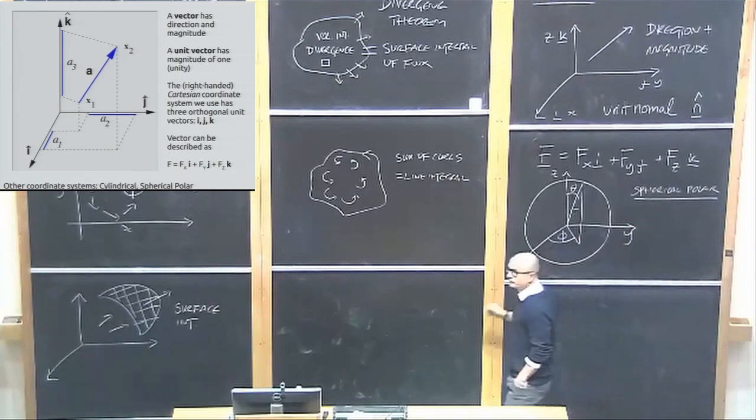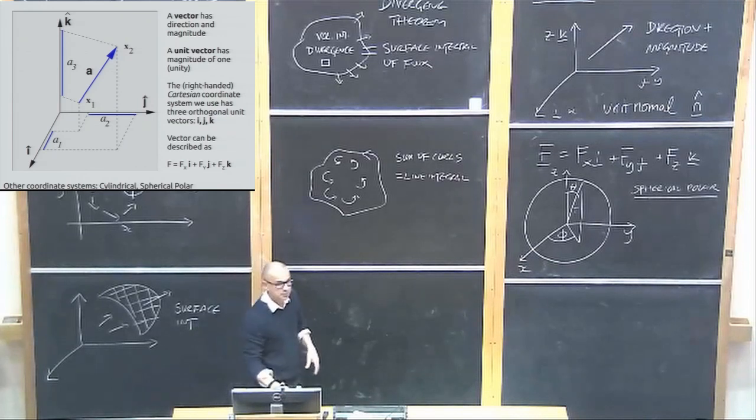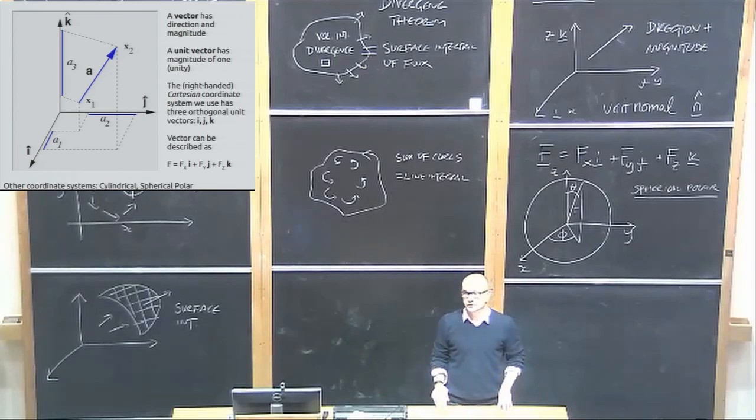And we choose to use the spherical polar coordinate system, or its simpler two-dimensional equivalent plane polar, when we have problems which have some kind of radial or spherical symmetry, obviously.